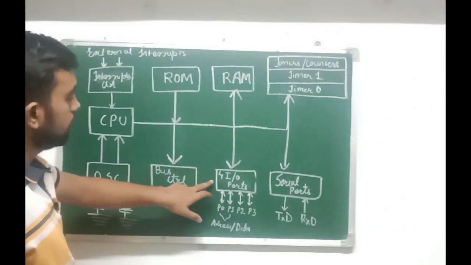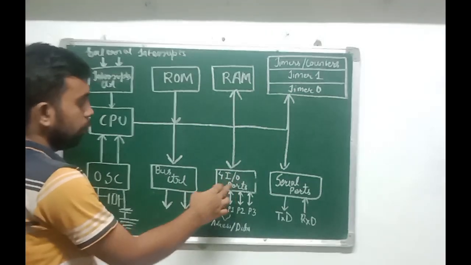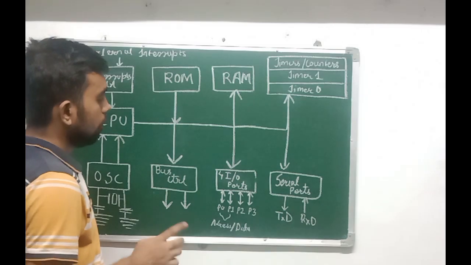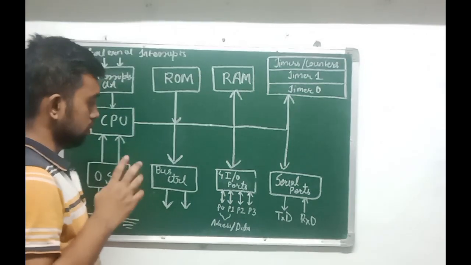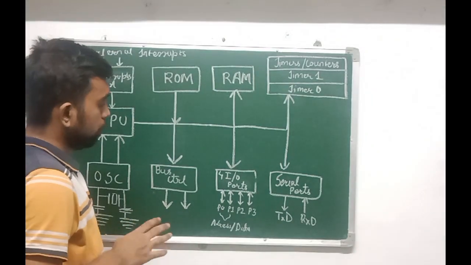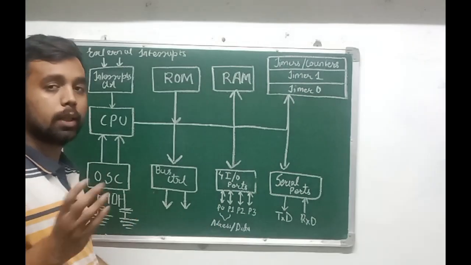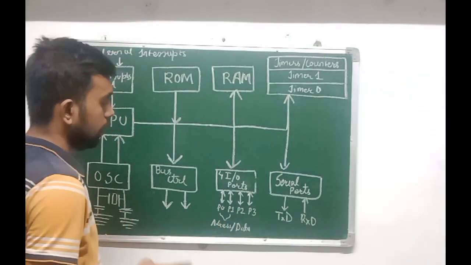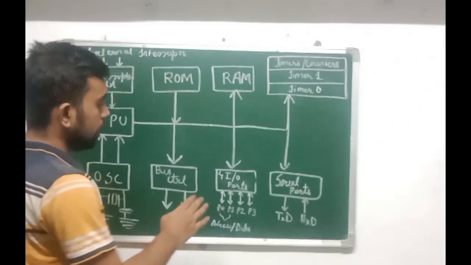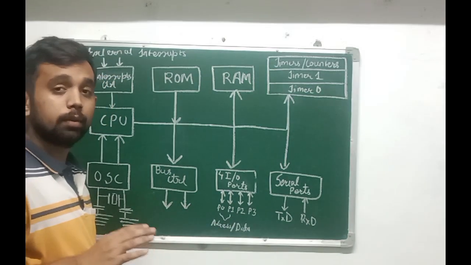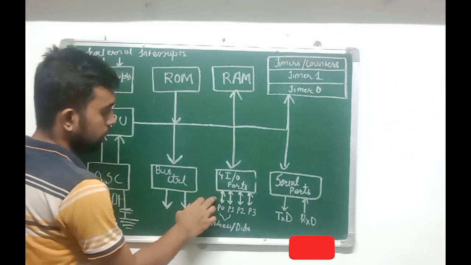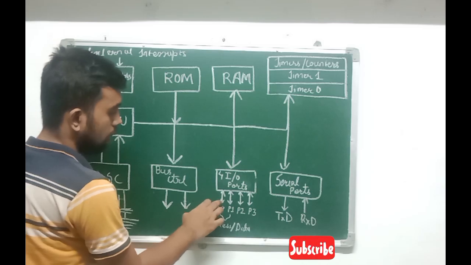Then we see the 4 IO ports, which means input output ports. In the 8051, the work of the 4 IO ports is input and output. There are 4 parallel ports, P0, P1, P2 and P3, and the capacity of each port is 8 bits. They can be used externally as input and output ports. Here we see the arrow is input and the arrow is output.